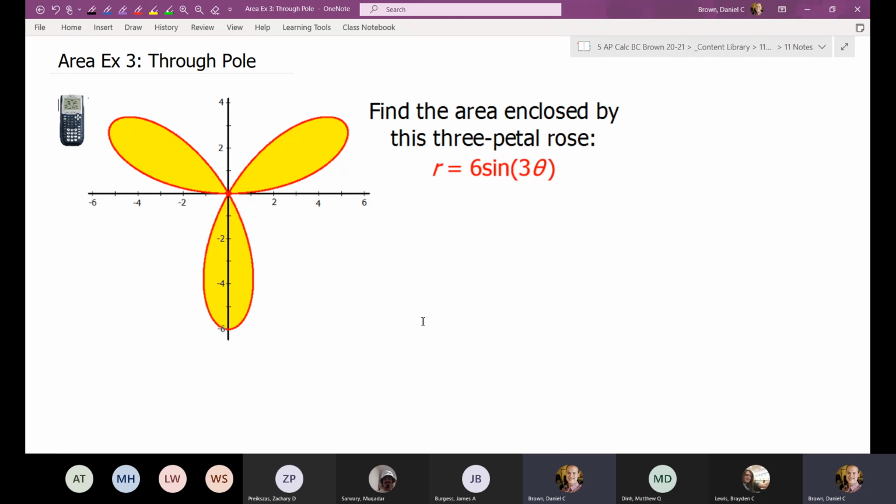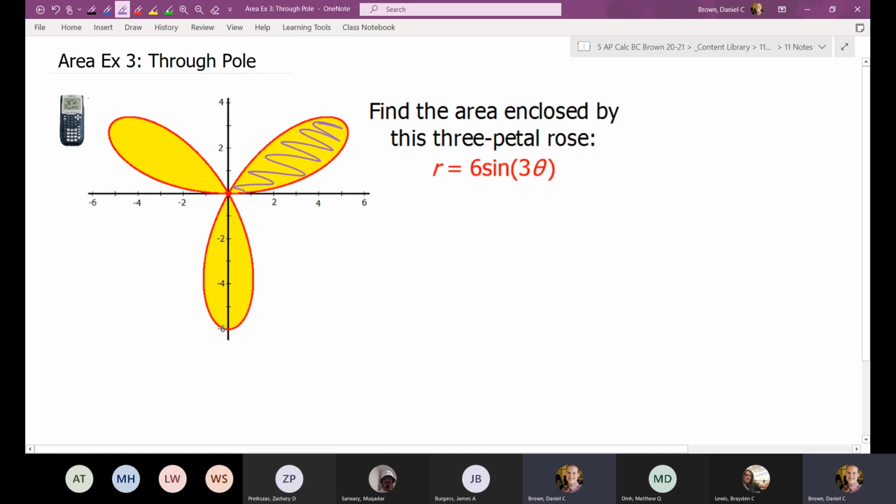Other ways you can be smart: instead of finding the area of all 3 petals, what could you do instead? Find 1 petal and multiply it by 3. Does it matter which petal you find? No. For me, though, the easiest petal to find is the first one you hit. But ultimately, you can find any petal and then just multiply it by 3.